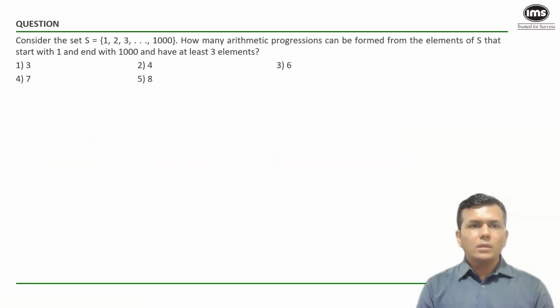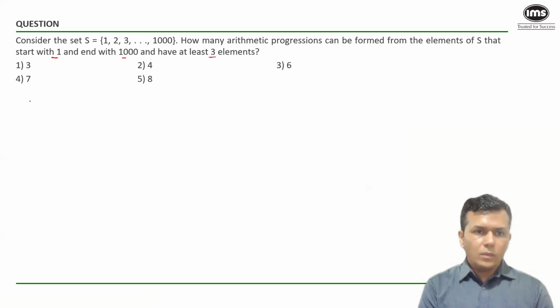Let's have a look at the next question. Consider the set S equal to 1, 2, 3 up to 1000. How many arithmetic progressions can be formed from the elements of S that start with 1 and end with 1000 and have at least 3 elements?